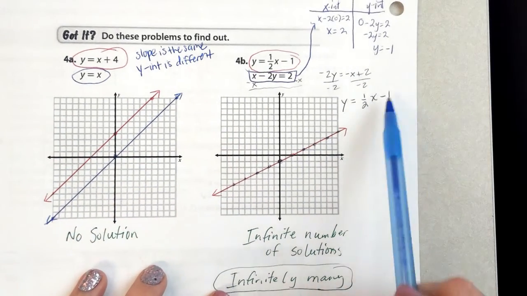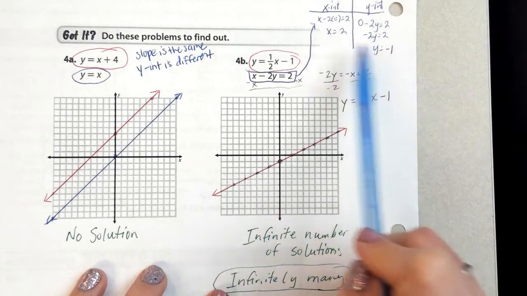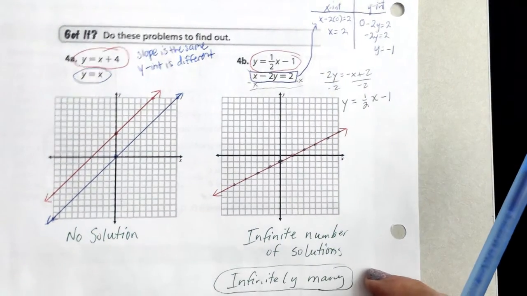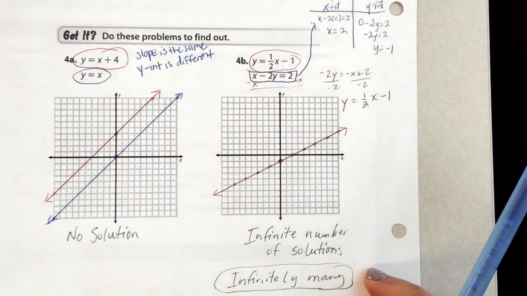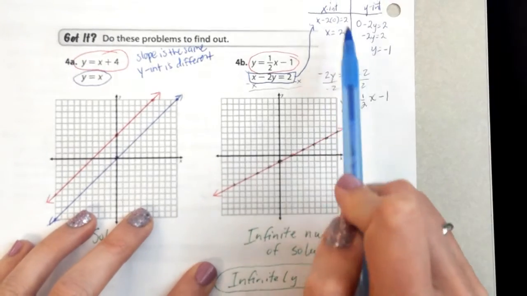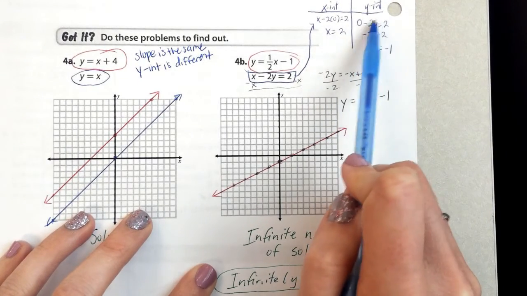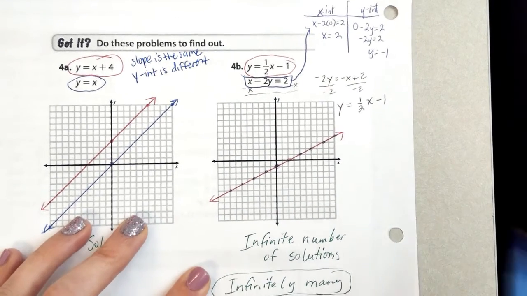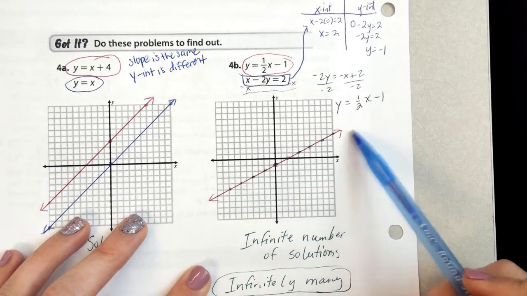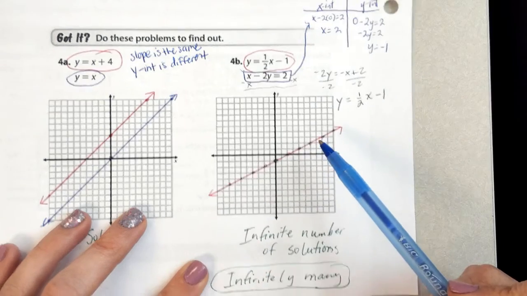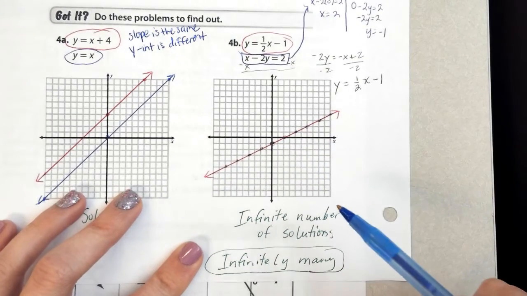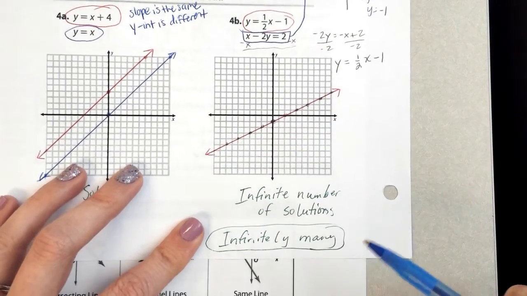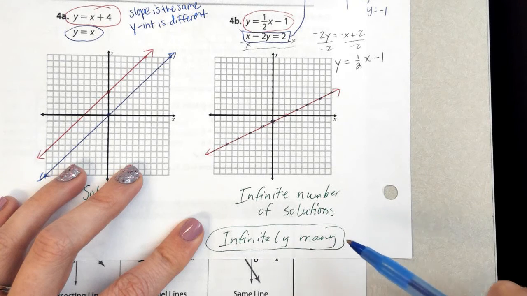So I could do it that way, or I could solve for my intercepts. For my x-intercept, remember, I plug 0 in for y and solve. For my y-intercept, I plug in 0 for x and solve. And either way, I'm going to find that it's the exact same line. When it's the exact same line, that means there are infinitely many solutions. Infinitely many solutions. Okay?